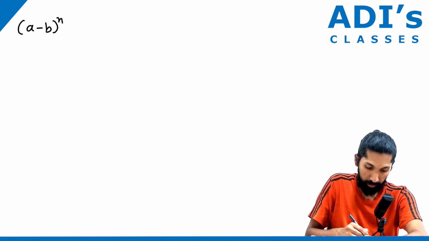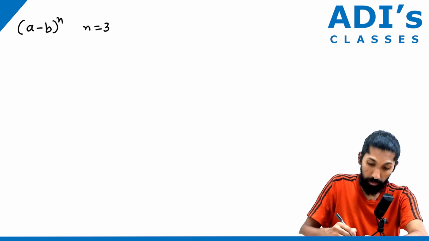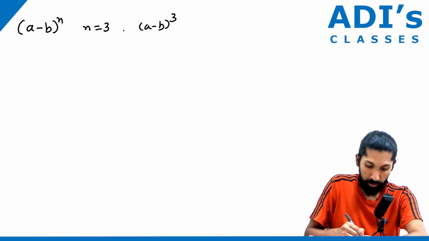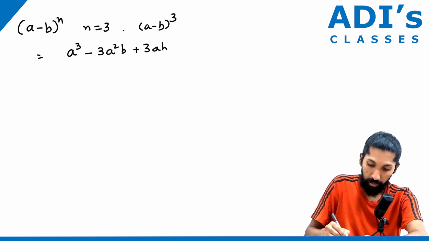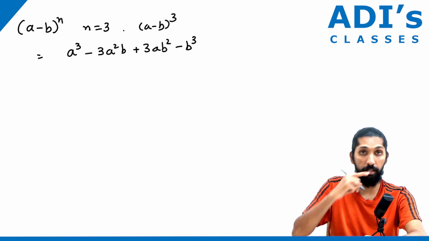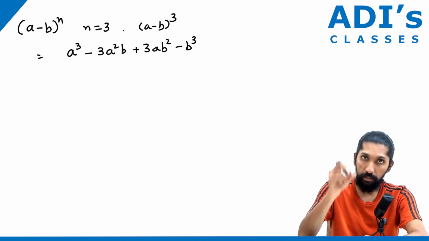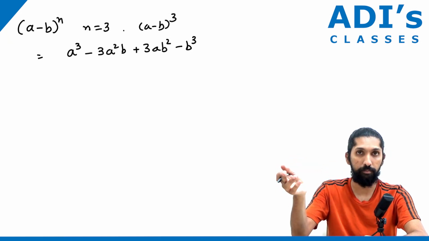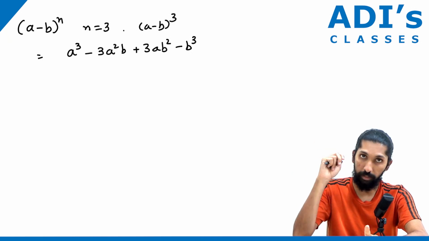Now, let's start by taking n value as 3. That means we'll take (a minus b) whole cube. What is the expansion of this one? a cube minus 3a square b plus 3ab square minus b cube. This is the expansion, correct? So if you remember, you were writing a cube minus b cube minus 3ab into (a minus b). Just expand it, you will get the same thing. Look at this. Alternate plus minus, correct?